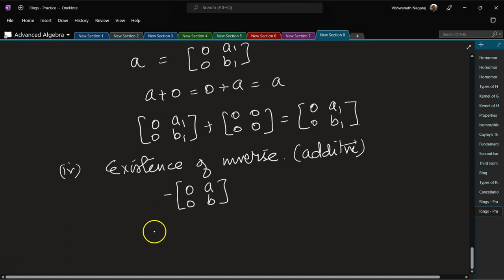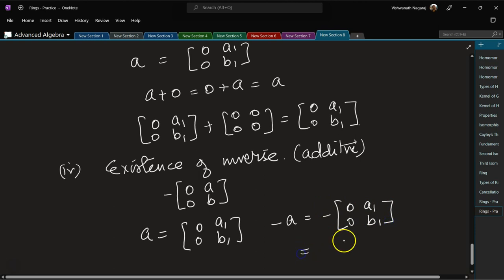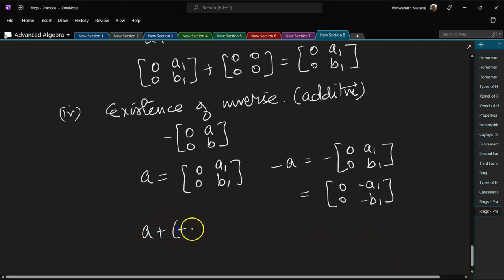So if we take an element A equal to [0, 0; A1, B1], minus A would be equal to minus [0, 0; A1, B1], which can be written as [0, 0; minus A1, minus B1]. So A plus minus A, which is minus A plus A, is equal to the additive identity.